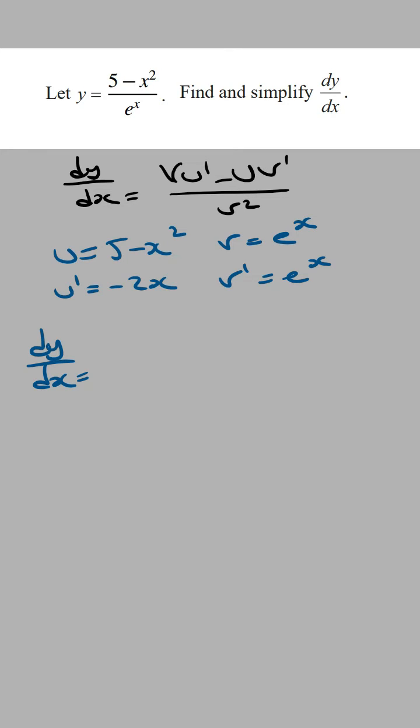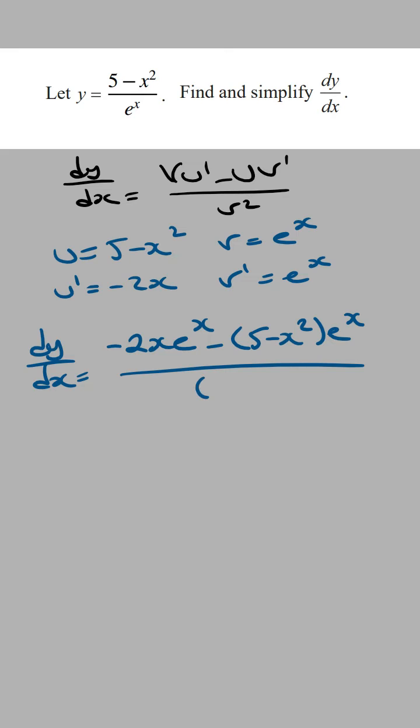v times u dash, and so this is going to be the same as 2x times e to the x, and then minus u times v dash, and so this is going to be 5 minus x squared times e to the x, and then all over v squared, which is going to be e to the x all squared.